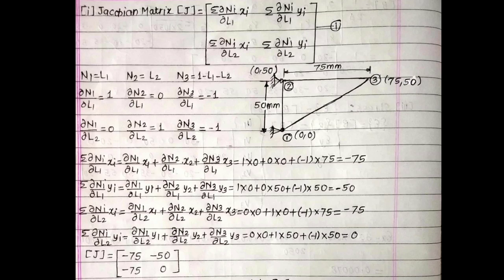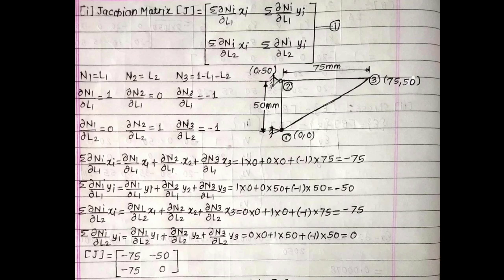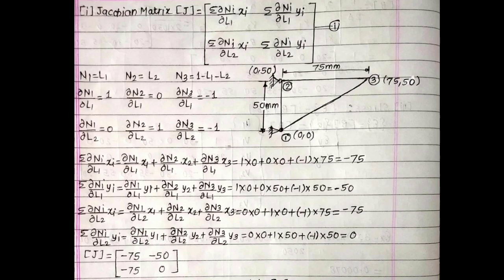Now I will calculate the first term, that is summation of dou Ni by dou L1 into xi. So it is equal to dou N1 by dou L1 into x1 plus dou N2 by dou L1 into x2 plus dou N3 by dou L1 into x3. Now dou N1 by dou L1 is 1, so it is 1 into x1 which is 0, plus dou N2 by dou L1 which is 0 into x2 which is 0, plus dou N3 by dou L1 which is minus 1 into x3 which is 75. So I will get its value equal to minus 75.